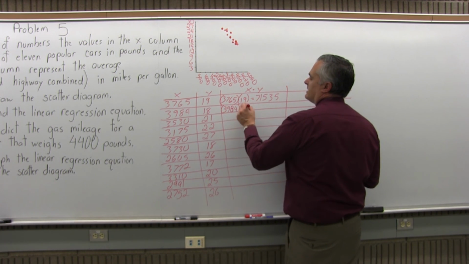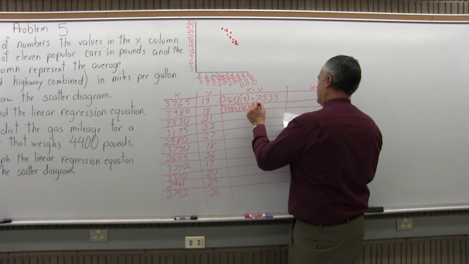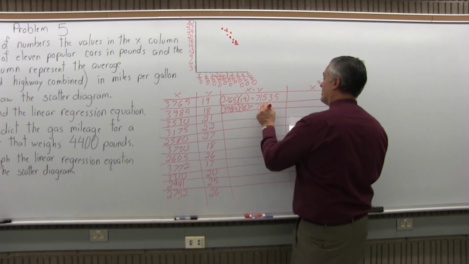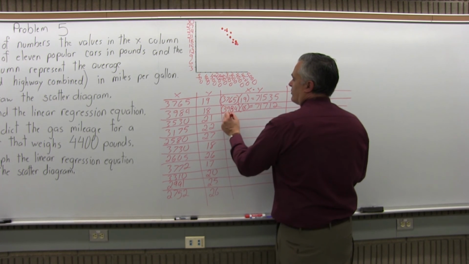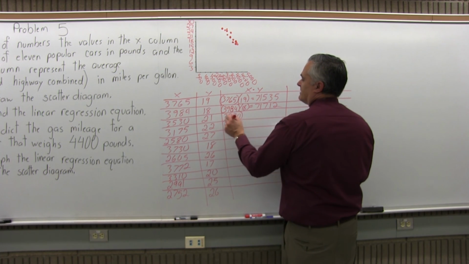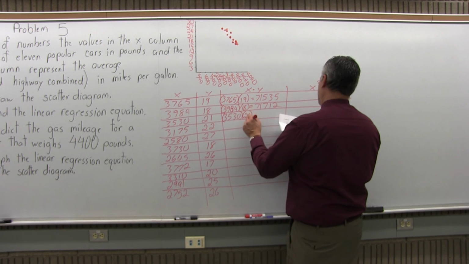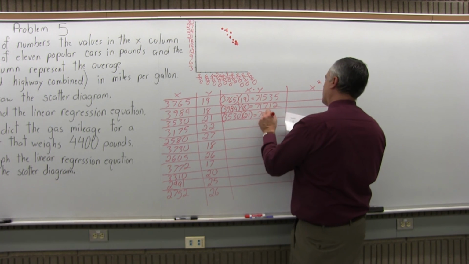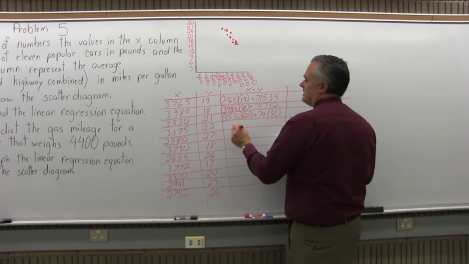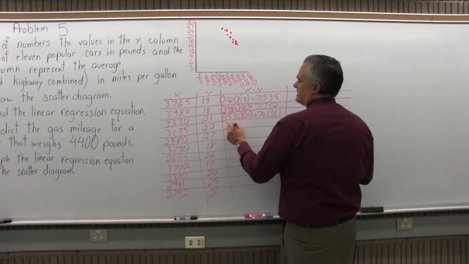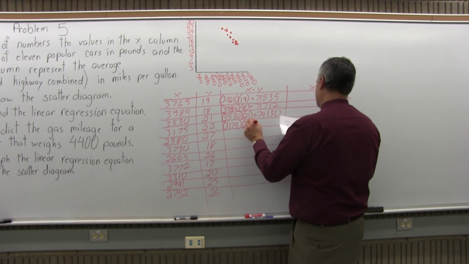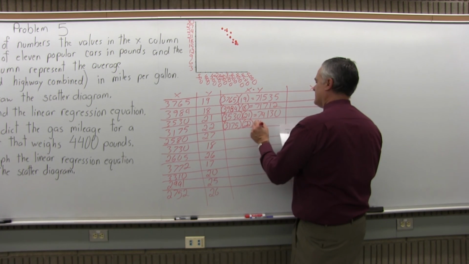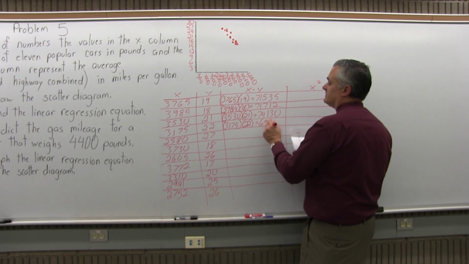The next car, the weight of 3,984 times the gas mileage of 18 miles to the gallon gives you a result of 71,712. The third car, the weight of 3,530 times the gas mileage of 21 miles to the gallon gives you a result of 74,130. The next car, the weight is 3,175 times the gas mileage of 22 miles to the gallon. When you multiply, you'll get 69,850.